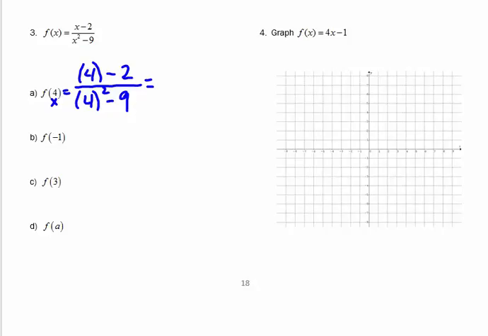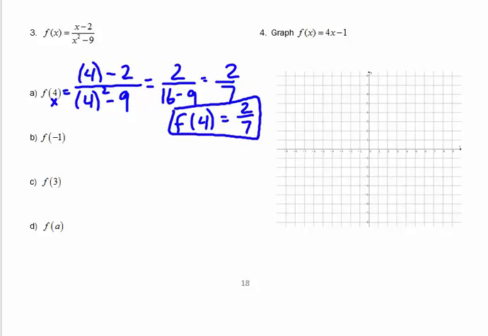Really, I did not need the parentheses on top, but I always use parentheses when I substitute, and 4 minus 2 is 2. 4 squared is 16 on bottom, and so I get 16 minus 9. So I end up with 2 over 7. So what does that mean? That means that 4 went in and 2/7 came out. So f of 4 is 2/7.